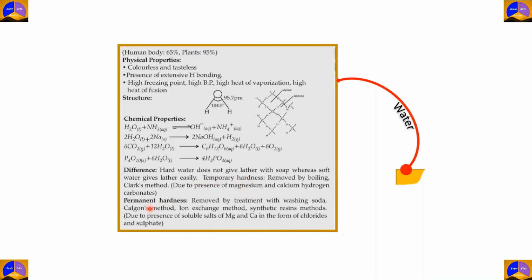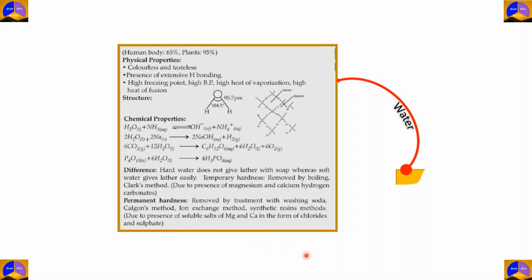Now, what about permanent hardness of water? Permanent hardness is due to the presence of soluble salts of magnesium and calcium in the form of chlorides and sulfates. Now these are much worse and they can persist for a long time. So therefore, they need to be removed forcefully.